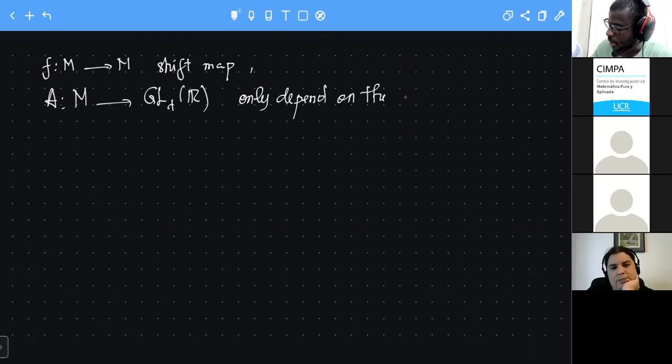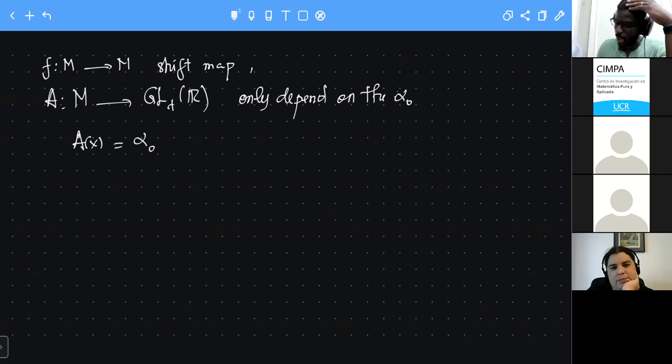As you said, I'm always fixing the map F from M to M. I always fix this to be the shift map, the system map. And I was taking M, GL, DR. One of the features of these things is that this only depends on the zeroth coordinate, on x0, on alpha 0. I mean, you take A of x. So what I'm doing is just projecting to alpha 0.